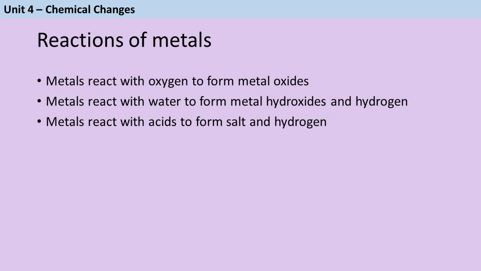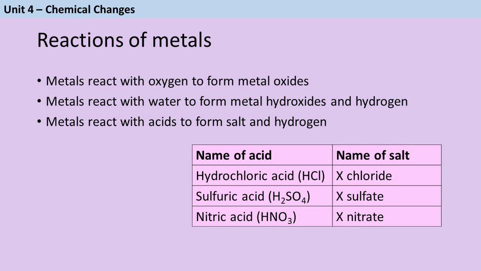Next, you need to know that metals react with acids to form a salt, which is an ionic compound, and hydrogen. So again, you can test for that hydrogen using your squeaky pop test, and you can judge the reactivity of those metals on how quickly it reacts with the acid, how many bubbles you see. You do need to be able to name those salts. So there are 3 acids that you should know about for GCSE: hydrochloric acid, sulfuric acid, and nitric acid.